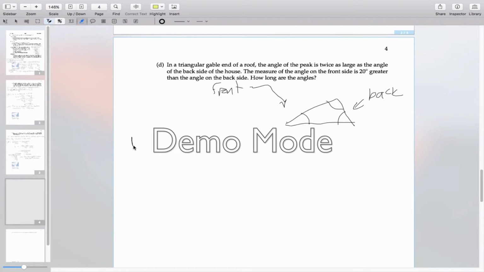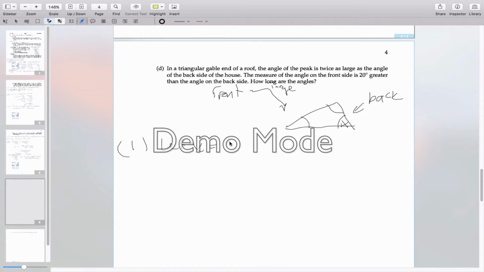And we know that we should let x equal, and this is not supposed to be long, it's supposed to be large. Now you might again say, well, there are 3 unknowns here, but there really aren't, because all 3 angles are defined referring to this angle. The angle of the peak is twice as large as the angle on the back side of the house. The measure on the front is 20 degrees greater than the angle on the back. So everything is measured in terms of this angle.